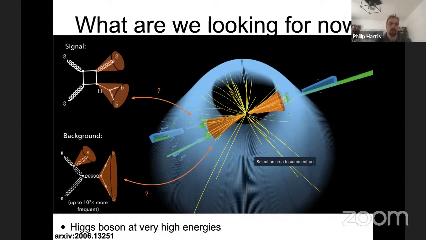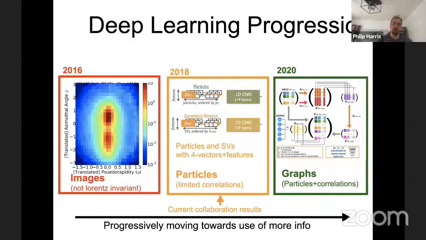And the interesting thing about this process is that we were only really able to find it with the help of deep learning. So in light of all this data and in light of the LHC, deep learning has played a very important role in the development of analyses at the LHC in the past few years. And we've tried to follow the trends in the deep learning world. So in 2016, when CNNs were all the rage, we took our collections of particles and we made images, so-called jet images.